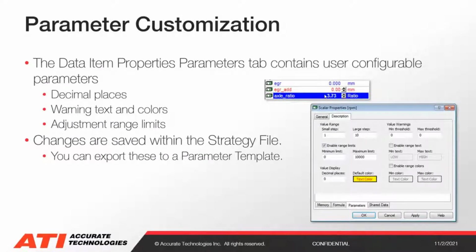Parameter customization, I believe Anthony went over this, but this is saved actually within the VST file rather than in the project. So it has brought up a little bit of confusion before. So what this does is enable you to set value warnings, set range text, colors, decimal places, things like that. And those are stored within what's called a Vision Parameter Template file, .vpt file. And you can export and import those as you choose.